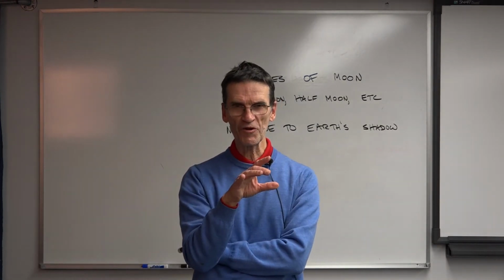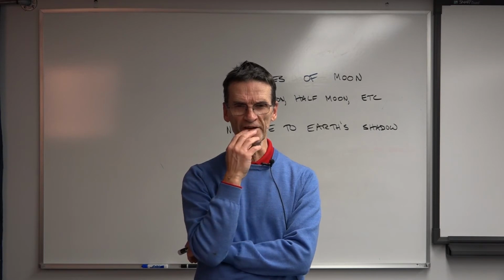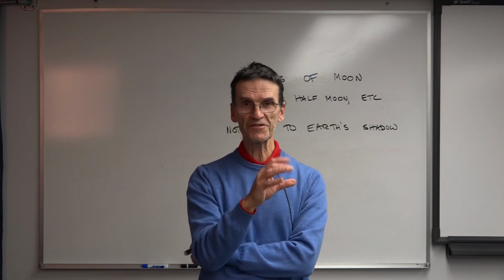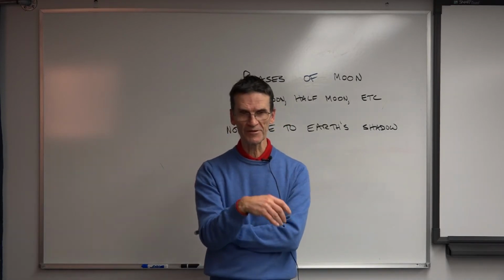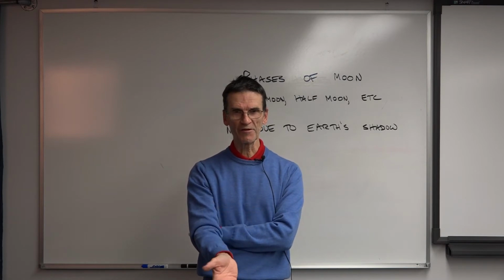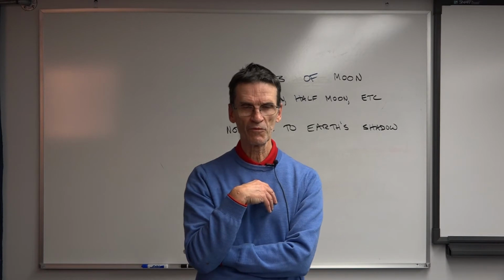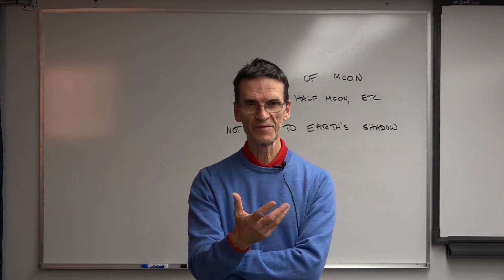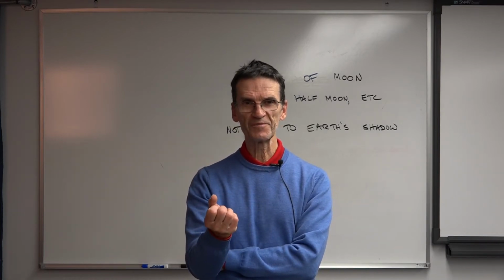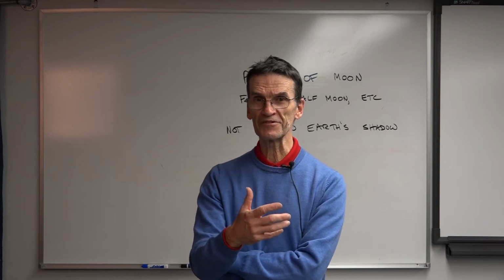I'll say a few words about what it is, and then I'll draw a diagram. The reason sometimes the moon looks full and sometimes it looks like a half a moon depends on where we're standing when we're looking, where the moon is, and where the sun is. So it's basically due to positions of things.